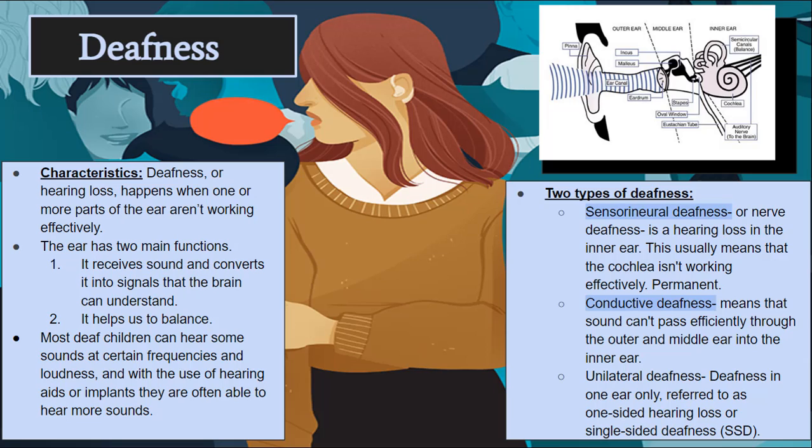On deafness and its characteristics. Deafness or hearing loss happens when one or more parts of the ear aren't working effectively. The ear has two main functions. It receives sound and converts it into signals that the brain can understand, and it helps us to balance.